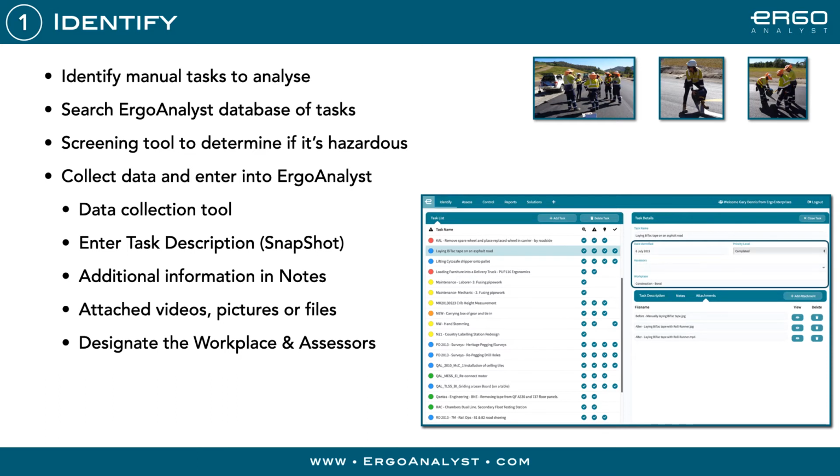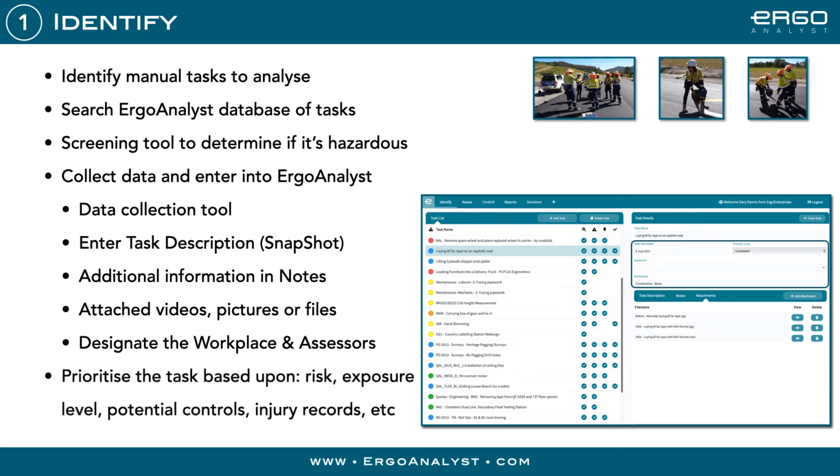Before moving on to the risk assessment, you should also ensure that you set the priority level for this task, which indicates if the task needs to be addressed imminently. This priority should be set not just on the level of risk, but also based upon the number of staff who are exposed to the task, how regularly it's performed, the potential for controls to be implemented, and if injuries have previously been associated with this task.